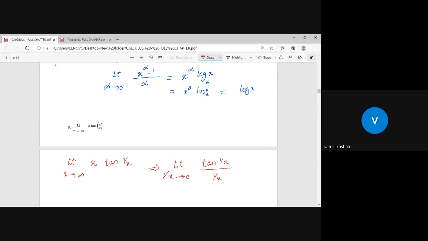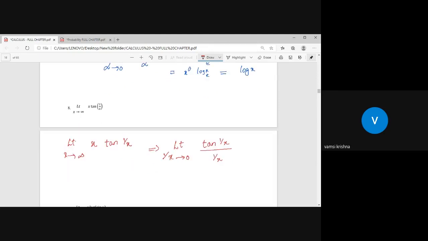Now the given question is changed like this. In place of 1 by x, if I put theta, theta tends to 0, tan theta by theta is equal to 1. Answer is 1.